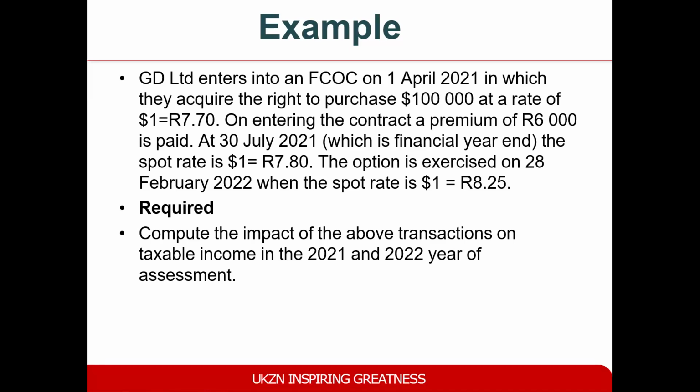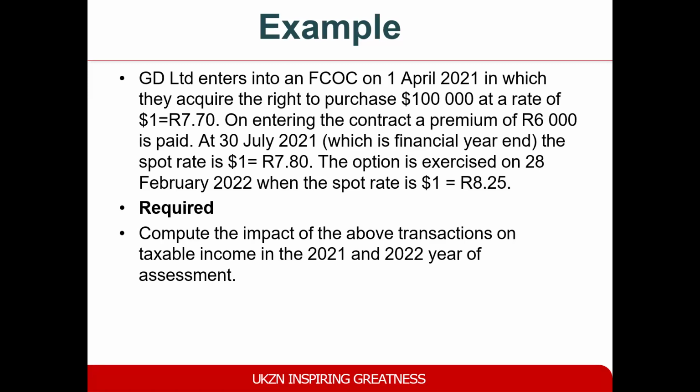It's a right. It's only the right, guys. It's only the right, not the actual purchase. On entering the contract, they pay a premium of 6,000. That's the only amount they incur at this date, nothing else. This right may expire or may not expire. This right may be exercised or may not be exercised. It's just a right. At 30 July 2021, which is financial year end, the spot rate is R7.80. The option is exercised only on 28 February 2023 at a spot rate of R8.20.